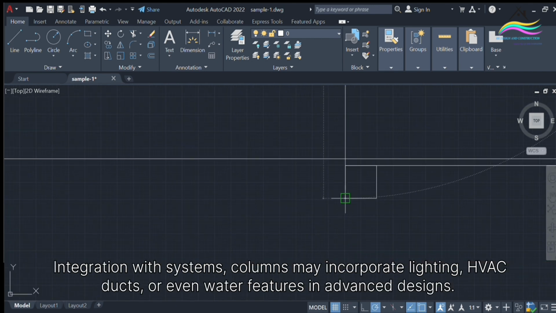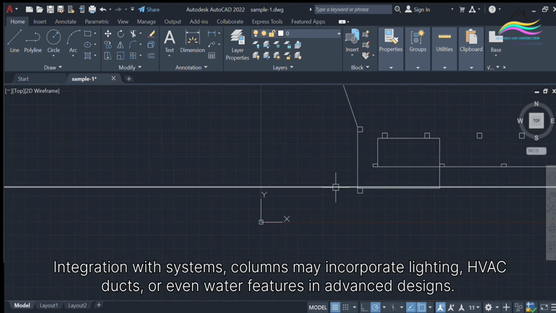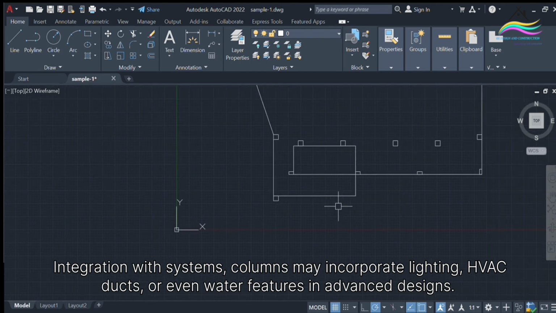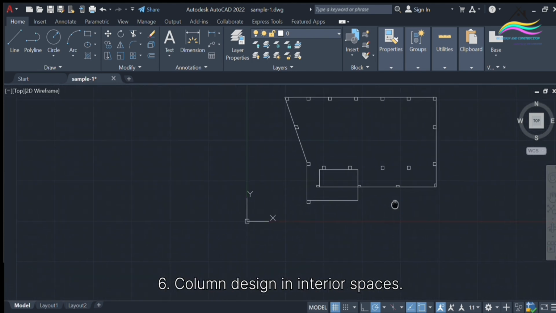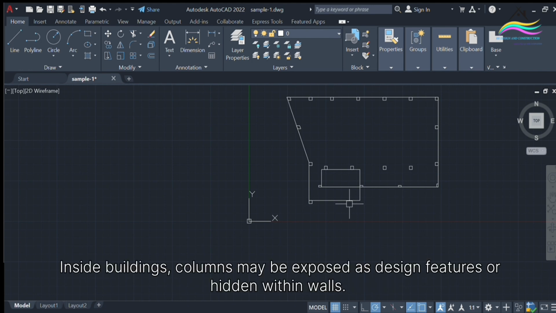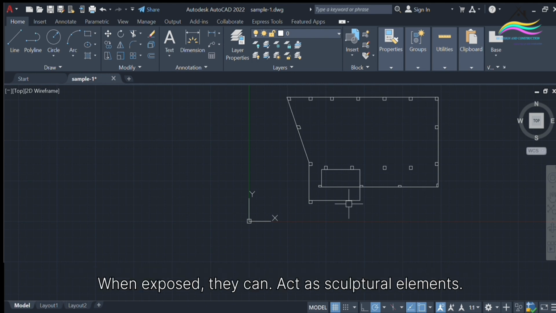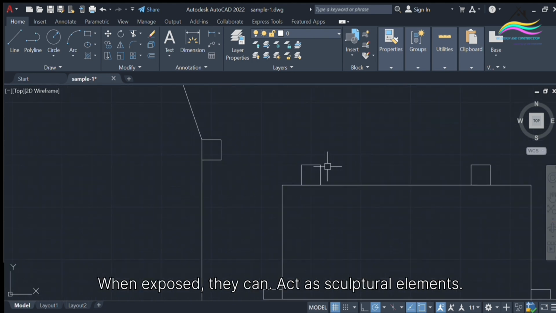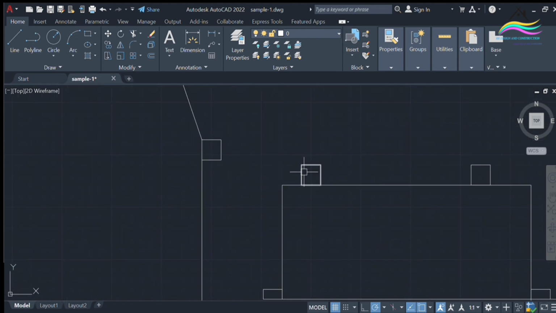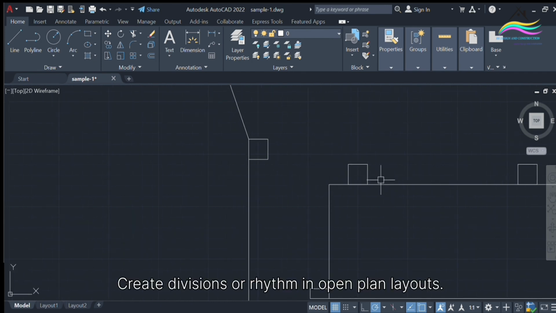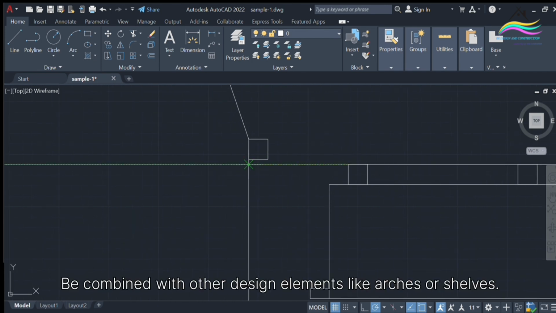Integration with systems. Columns may incorporate lighting, HVAC ducts, or even water features in advanced designs. 6. Column design in interior spaces. Inside buildings, columns may be exposed as design features or hidden within walls. When exposed, they can act as sculptural elements, create divisions or rhythm in open-plan layouts, or be combined with other design elements like arches or shelves.